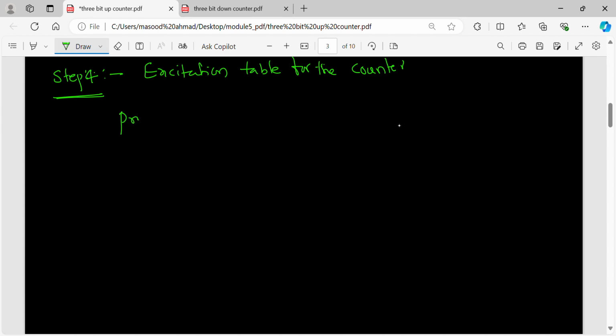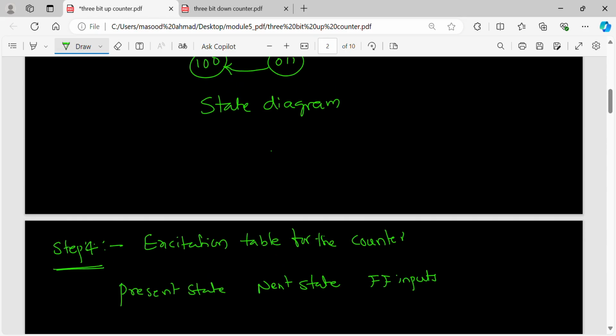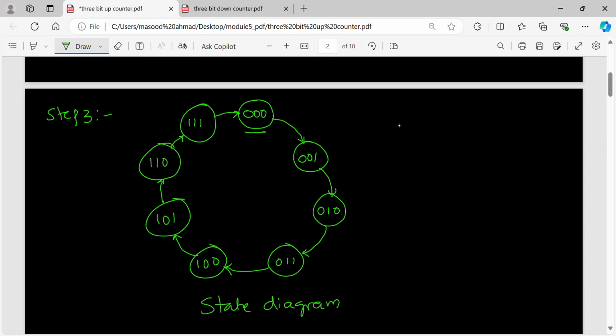Present state, next state, and flip-flop inputs. What exactly are the flip-flop inputs such that it will go from one state to another? If it is at 000, it has to move to 001. If it is at 001, it has to move to 010. So you have flip-flops. How do these flip-flops have to behave?